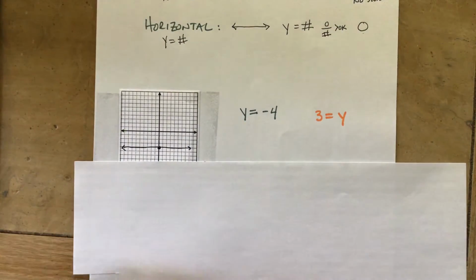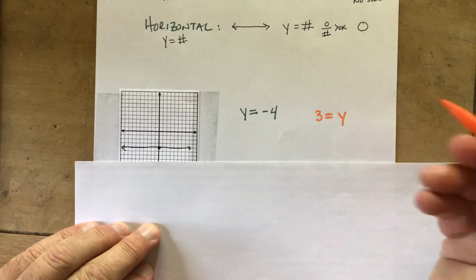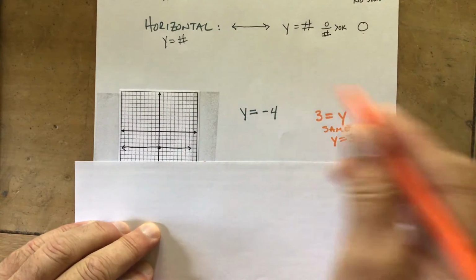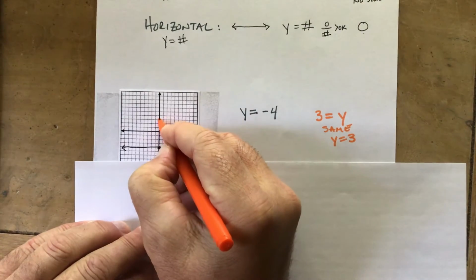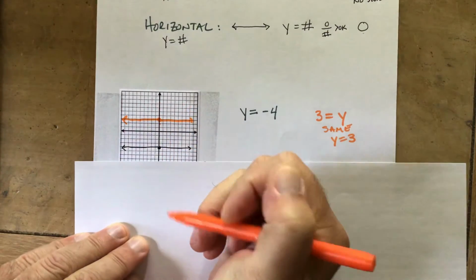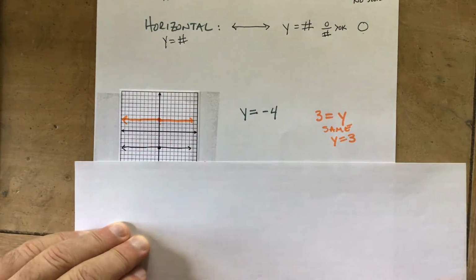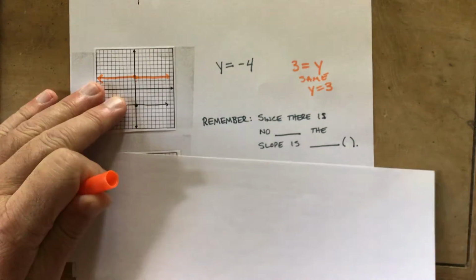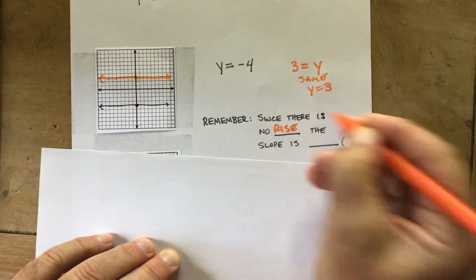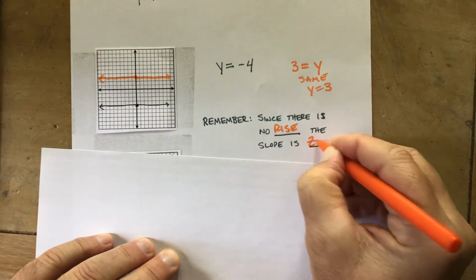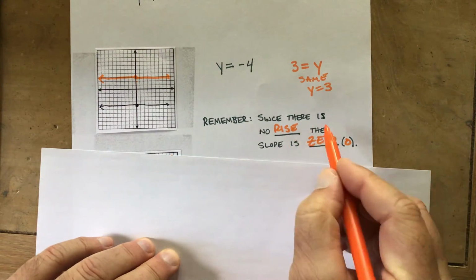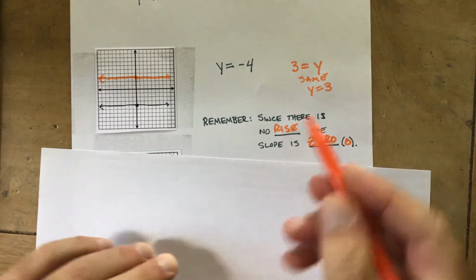No big deal. 3 is equal to y, which is the same as y is equal to 3. So that means I go up 3, 1, 2, 3. I put a dot. That means that 3 is good for all x's. So I just go straight across. Remember, since there is no rise, the slope is 0. All right? No rise, that means the slope is 0.